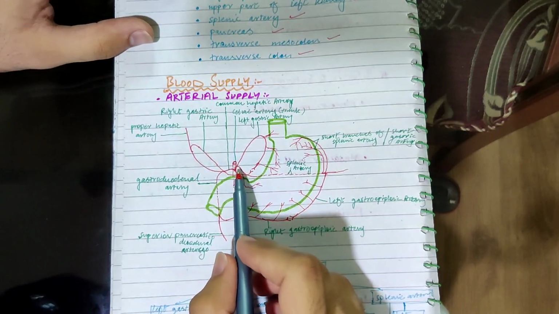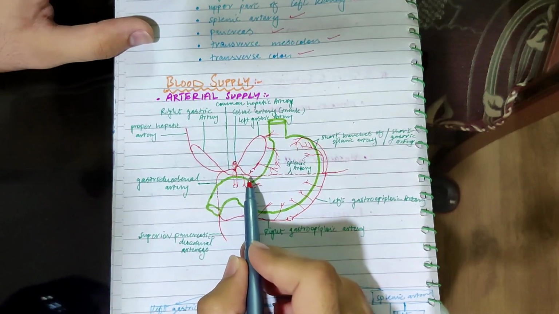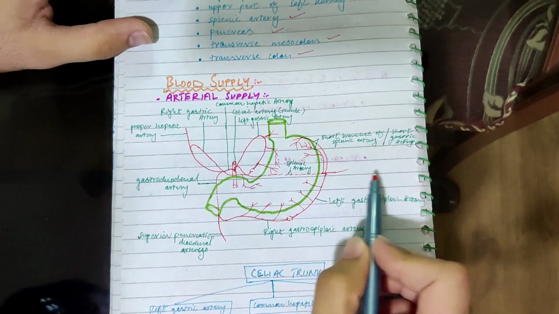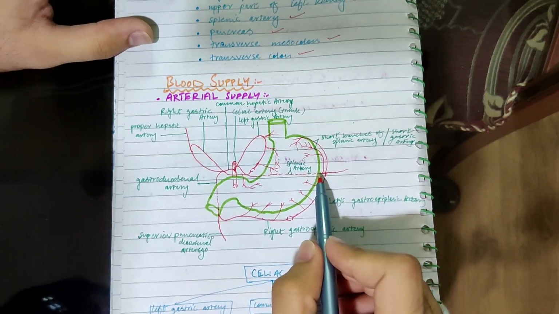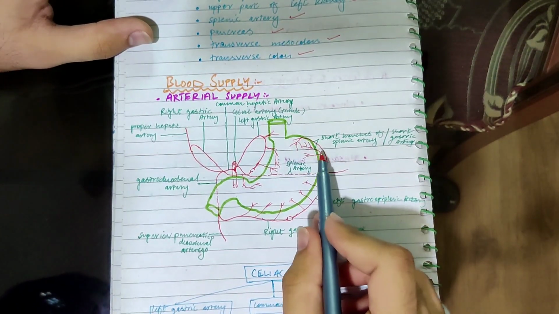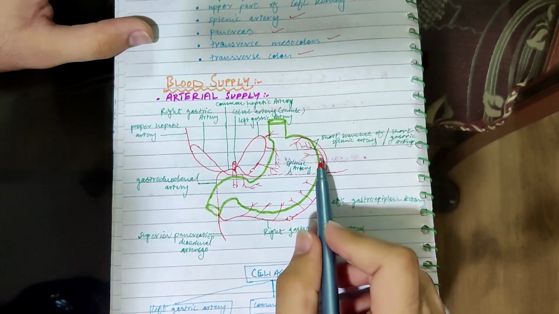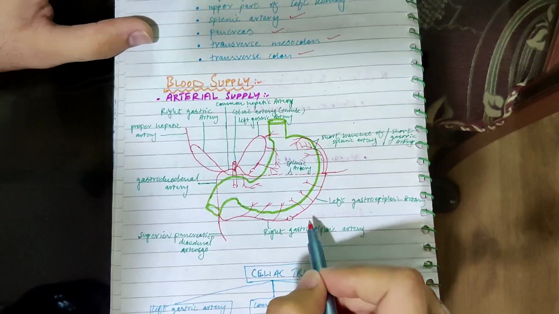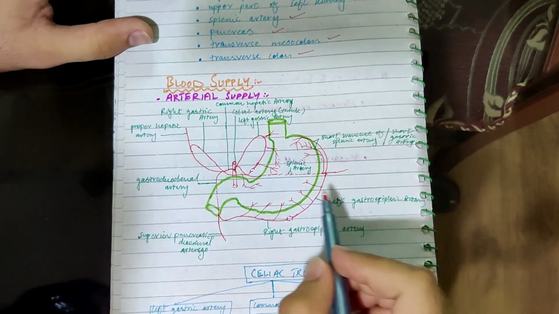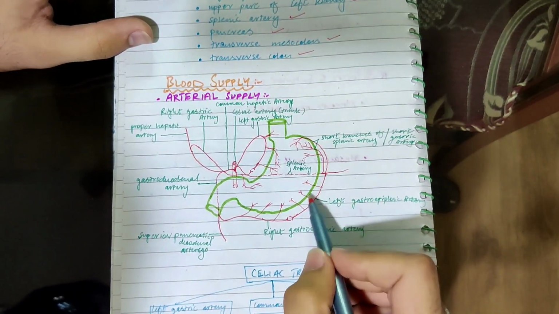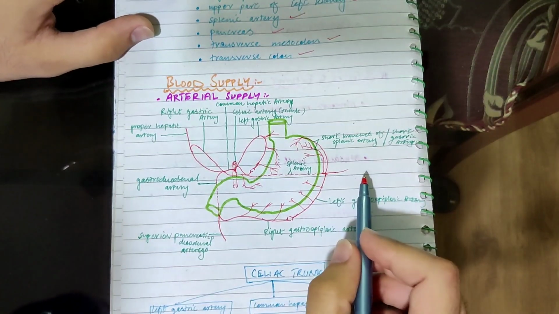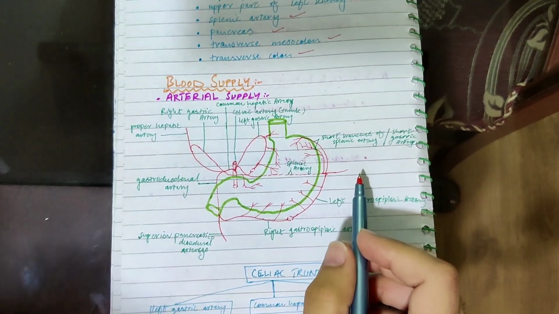Then comes the splenic artery. The splenic artery travels all the way behind on the posterior surface of the stomach and goes to the spleen, and it releases many branches like the short gastric arteries which supply the fundus of the stomach, and the left gastroepiploic artery, which supplies a major part of the greater curvature, and then the splenic artery drains into the spleen.